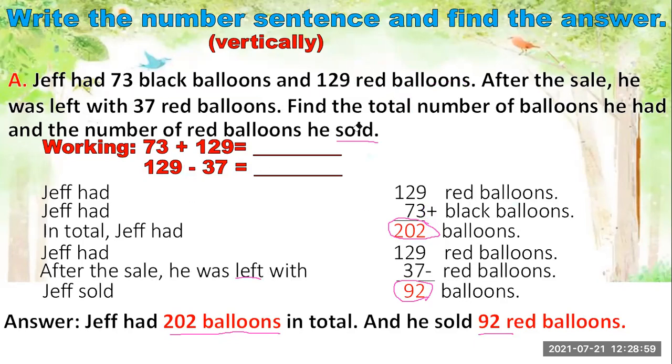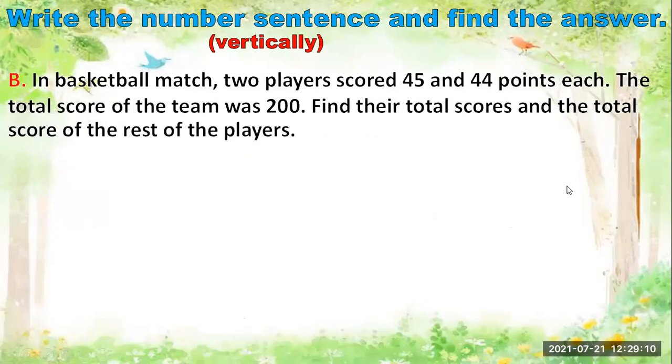Now we will proceed to letter B. Letter B is about basketball. So in a basketball match, two players scored 45 and the other player 44 points. Two players scored 45 and 44. So the total score of the team was 200. Wow, so big, a huge number.